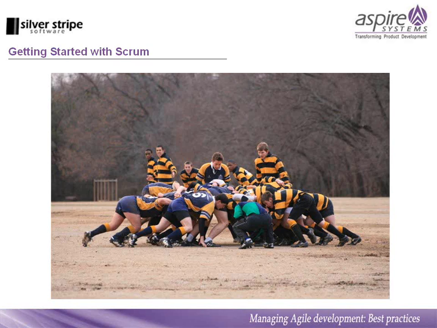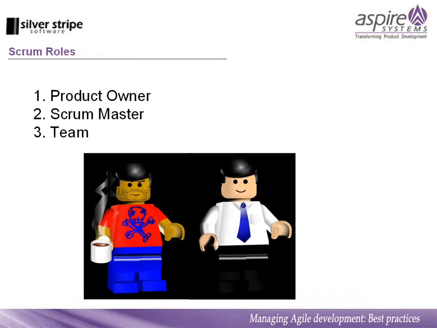With that, we get to the second point, which is getting started with Scrum. Let's say you want to implement Scrum, then how do you actually get started and go about it? Scrum consists of three main roles. You have the product owner, the Scrum master, and the team.